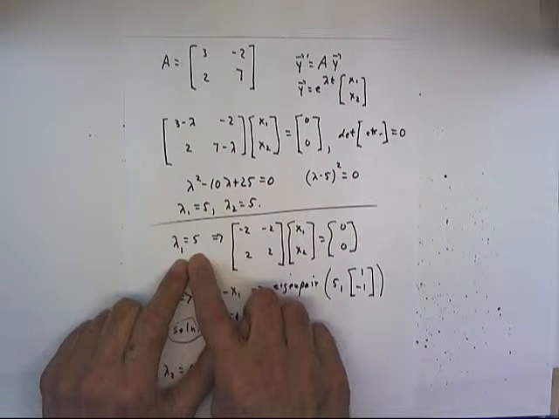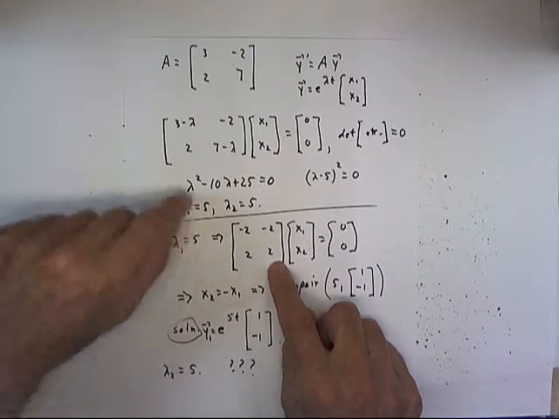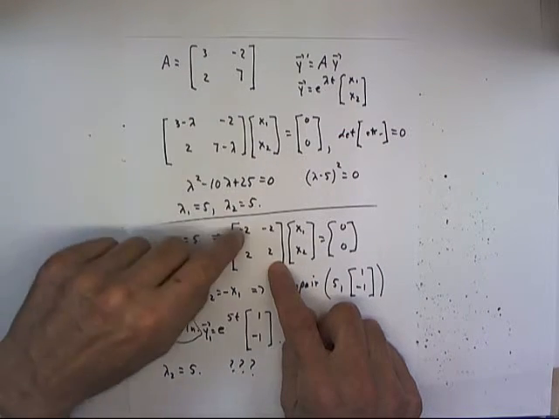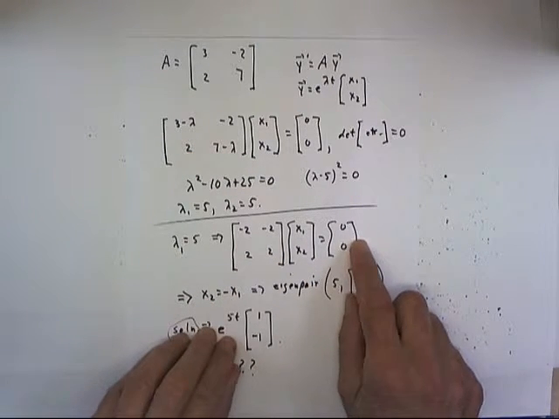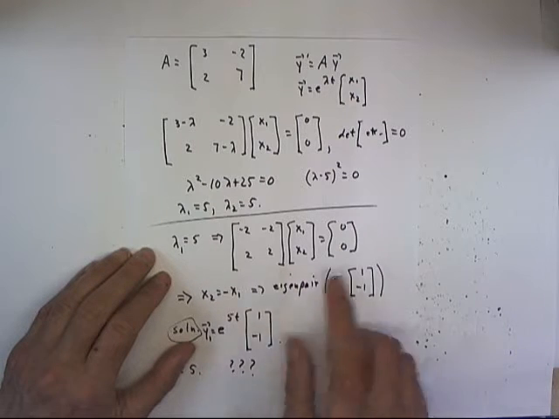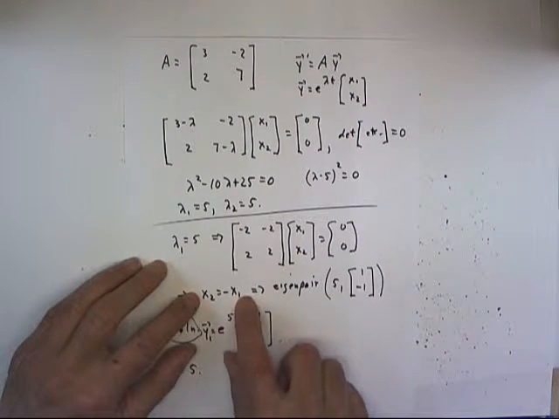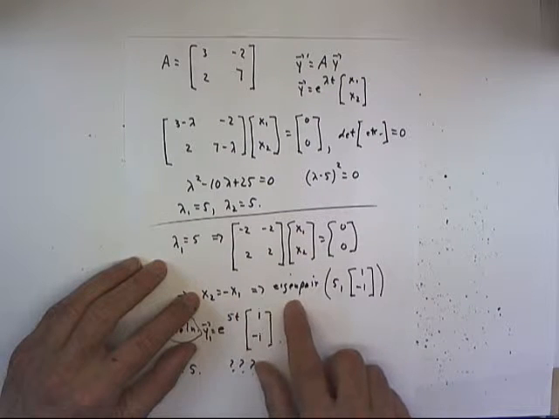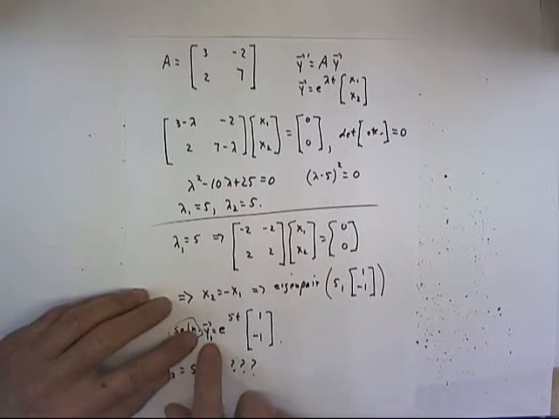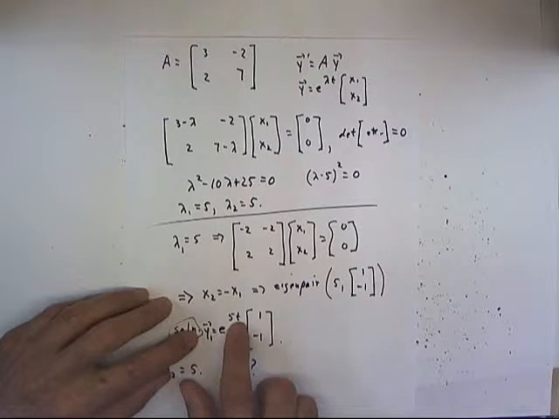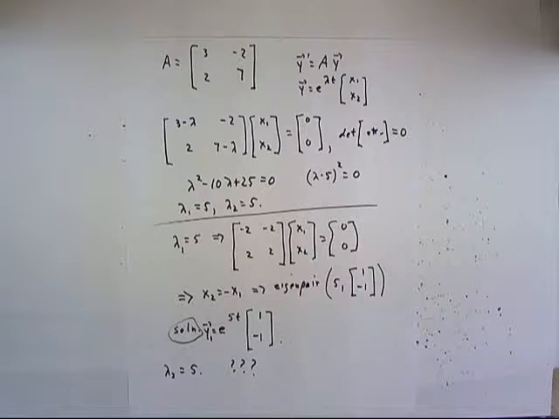So lambda 1 equals 5 gives us this equation, again simply substituting 5 into this. 3 minus 5 is -2, 7 minus 5 is 2, gives us this equation, which gives us two equations, each giving us the same result, that x2 has to equal -x1, resulting in the eigenpair 5, 1, -1. And the solution y1 equals e to the 5t times the column vector 1, -1.